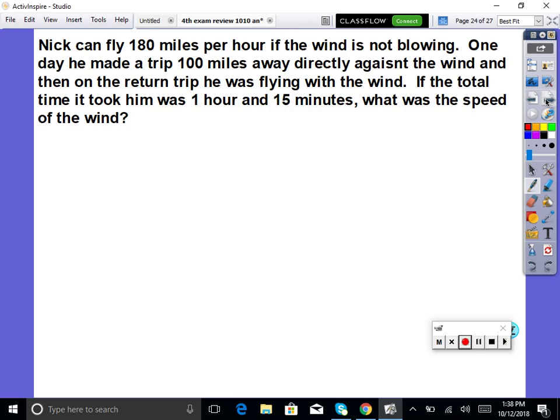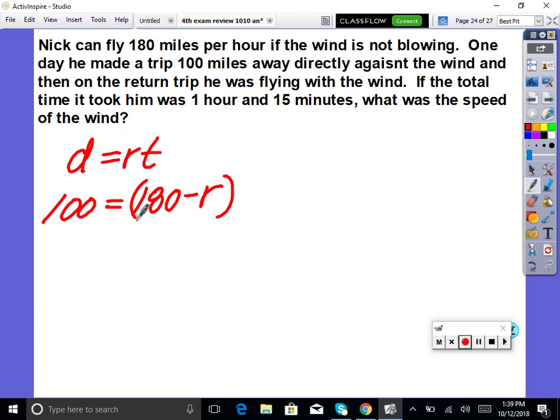Okay, so Nick can fly 180 miles per hour. So this is a distance equals rate times time problem. Let's set up what we know. Our distance is 100 miles. His rate is against the wind, but we don't know how fast the wind is, so the rate of the wind is unknown. We know his rate is 180, but the wind is pushing against him, so minus the rate of the wind. And we don't know the time it took him to do that.